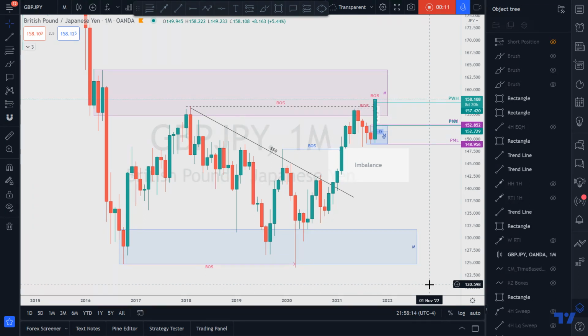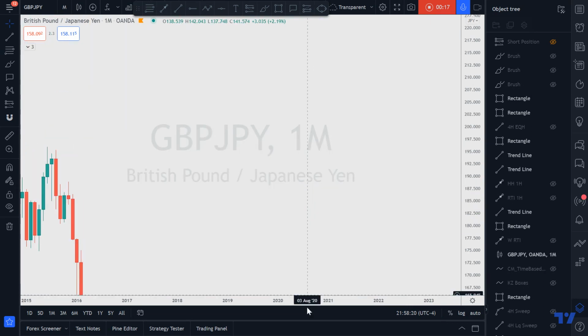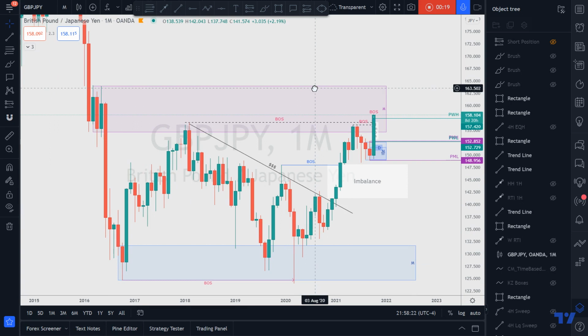I have a trading idea. I'm going to give you some top down analysis on pound JPY. All right, let's start with the monthly. See all this writing I got here. I'm going to explain everything.